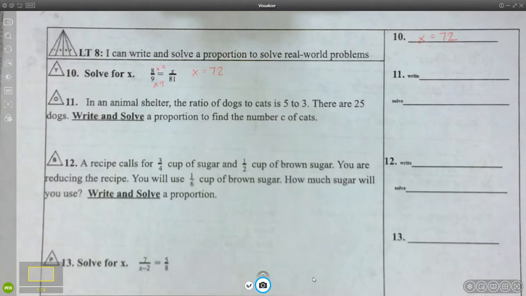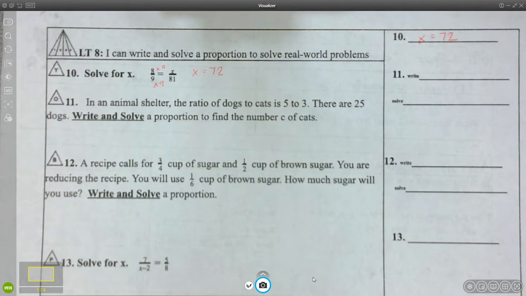You could definitely use the fish method. You could use the cross products method, and you could find different ways to solve that. You could divide by 9 to see, and then something divided by 8 is 72. You could think that way too. All right, moving on to the orange.